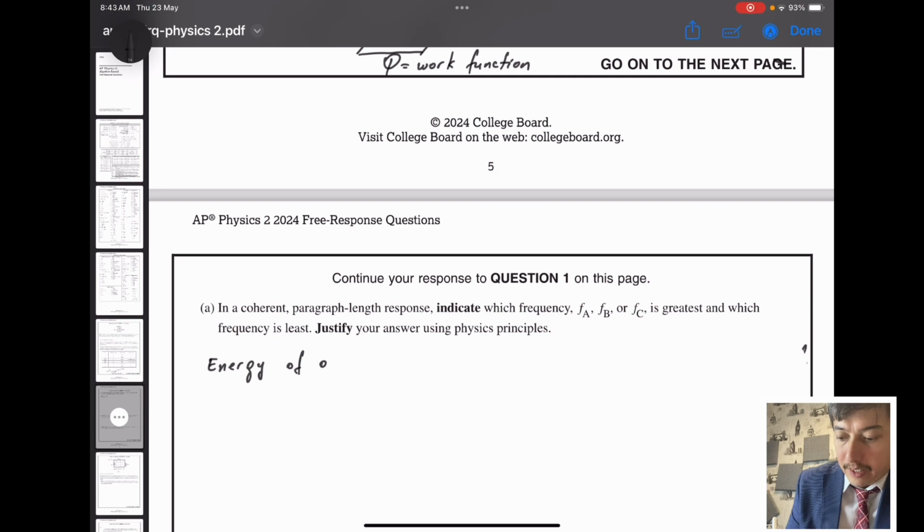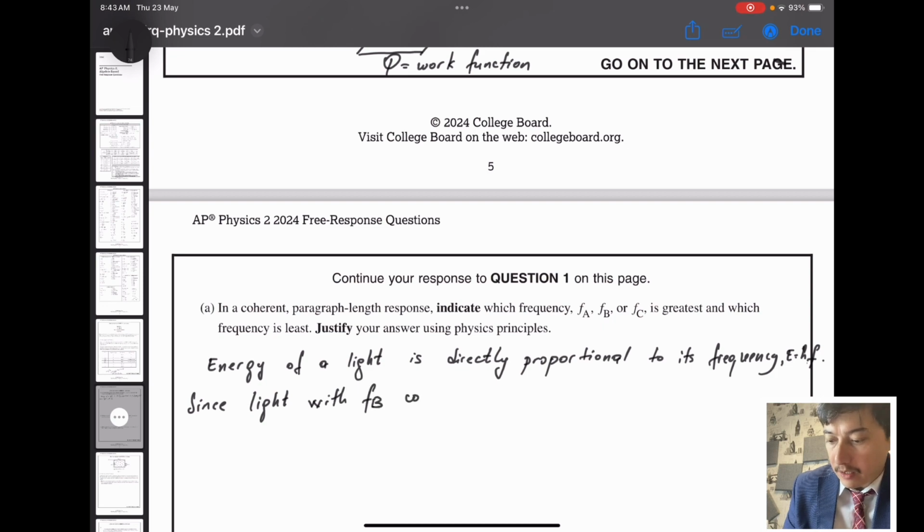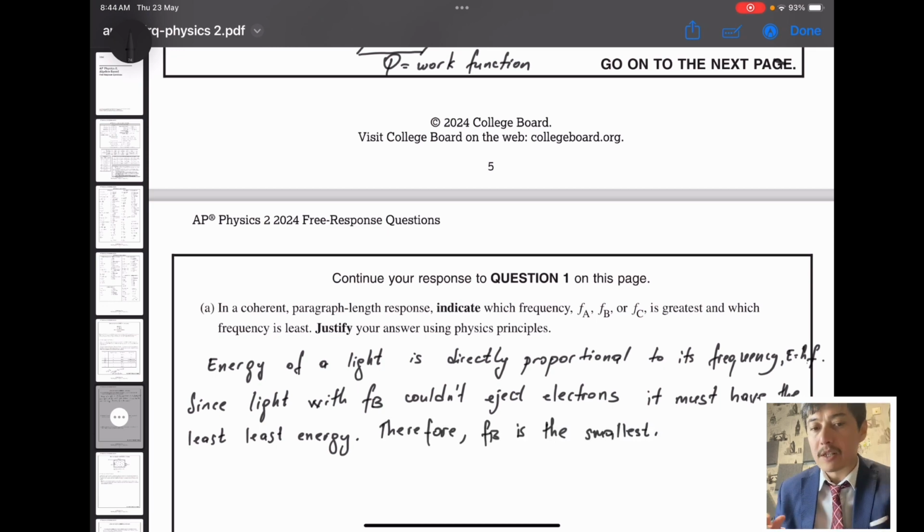Energy of a light is directly proportional to the frequency. We can add the equation here. Energy is equal to Planck's constant times frequency. Since light with frequency B could not eject electrons in both metal 1 and 2, it must have the least energy. Therefore, Fb is the smallest. Okay, this was the easy part. Now, we have to compare what is left, A and C.